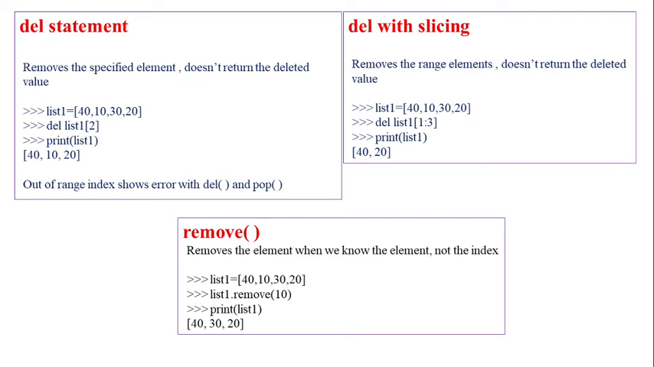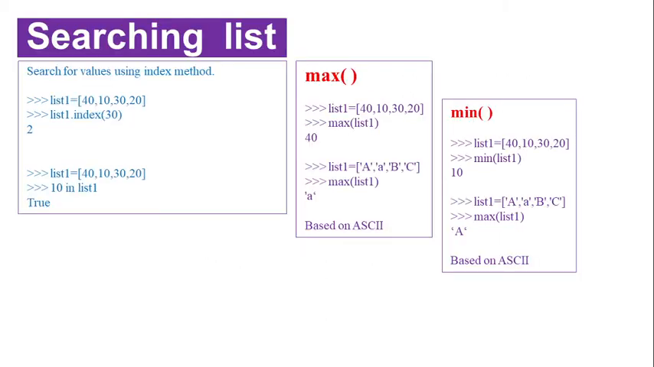Both the pop function and the delete statement take the index as their parameter or argument, but the remove function takes the element itself as its argument. That's the difference. Hope you get the idea. Moving on. So this is all about the deletion operation. Next we have searching a list.